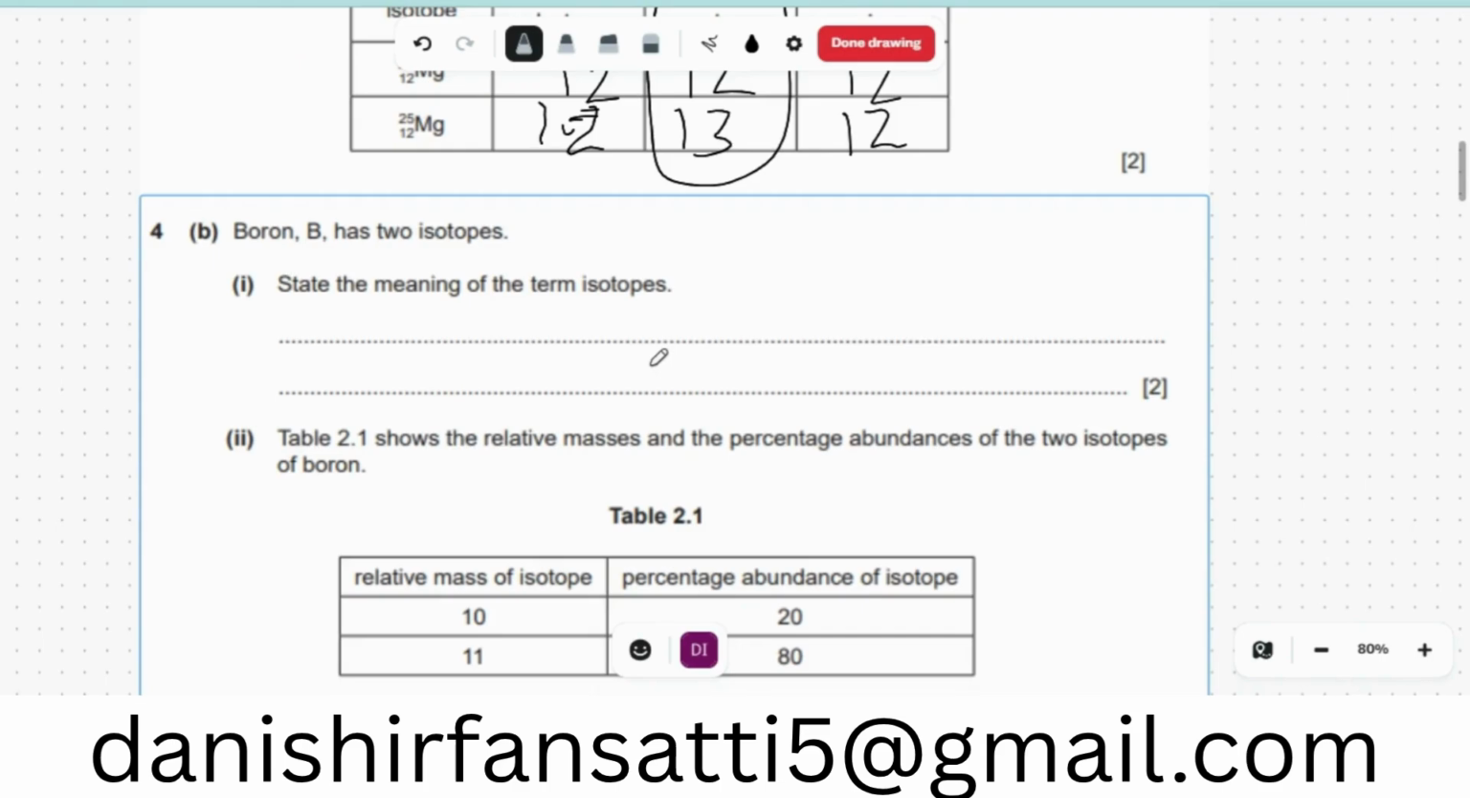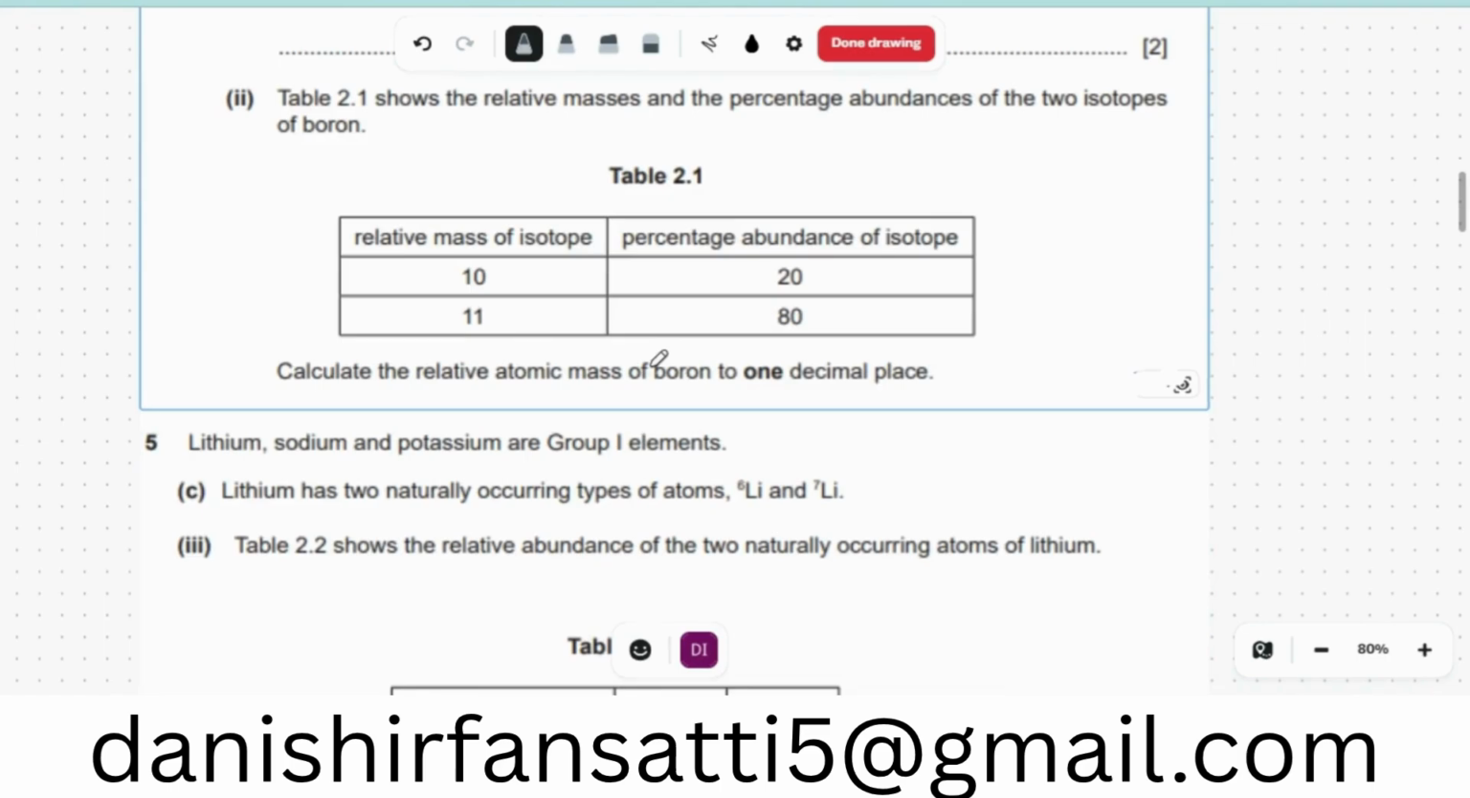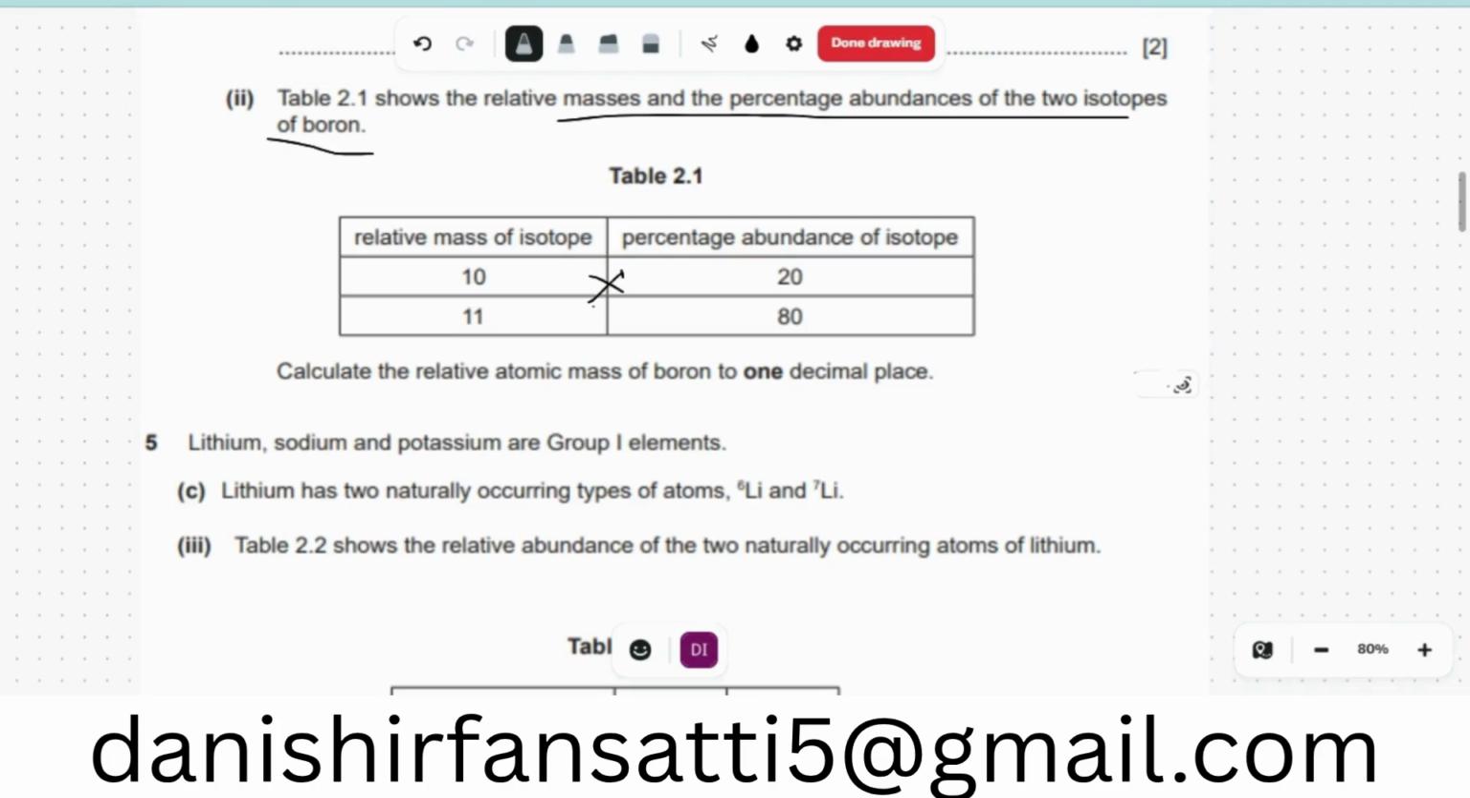Okay, now there is a question to calculate the relative atomic mass of boron shown, to one decimal place. That is the relative masses and percentage abundance of two isotopes of boron. So what we will do is just cross multiply. So 10 into 20 and 11 into 80. 10 into 20 is 200. 80 into 11 is 880.